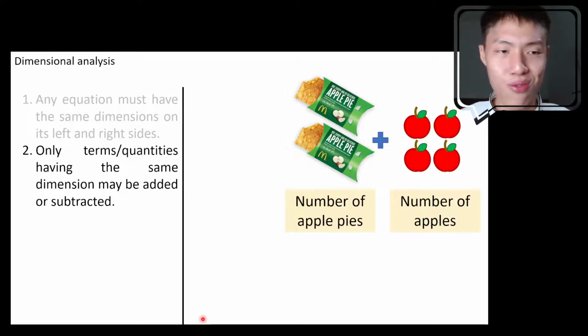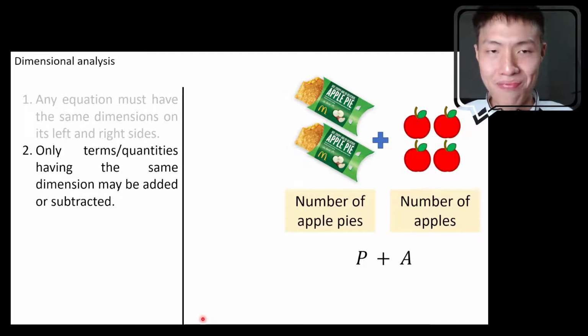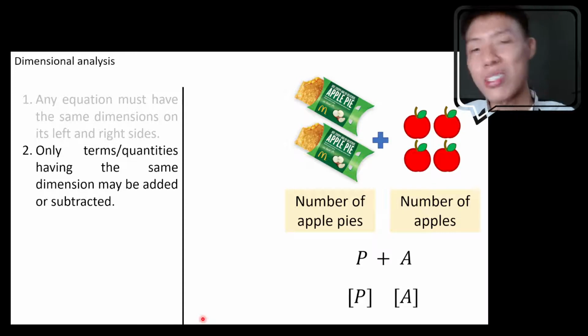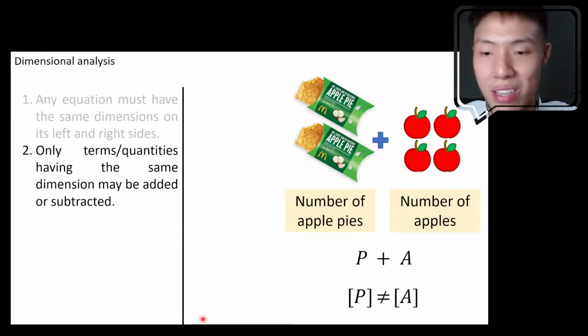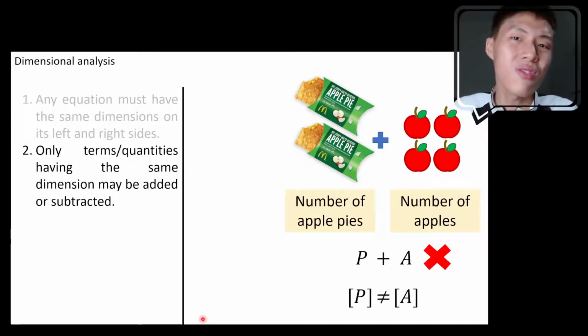Now there are 2 different things. One is the number of apples, one is the number of apple pies. So in that case, A apple plus P pie, what should you call it? The dimension of P and the dimension of A is definitely not the same thing. One is apple pie, one is apple. So they are different things. So if you want to add them up together, it won't really make sense.